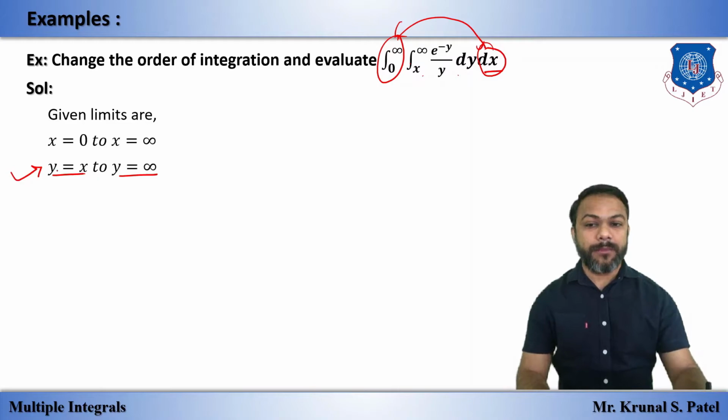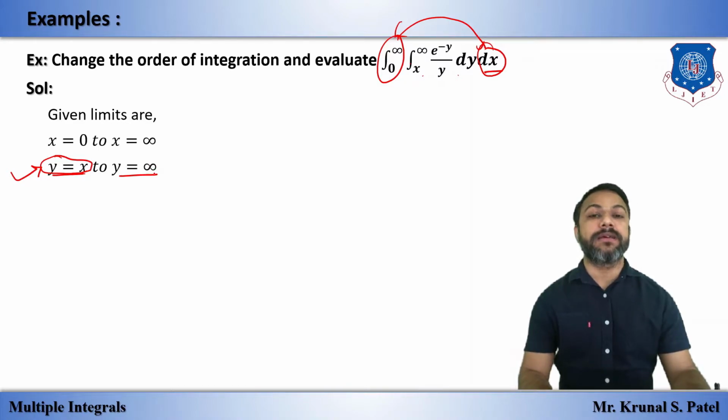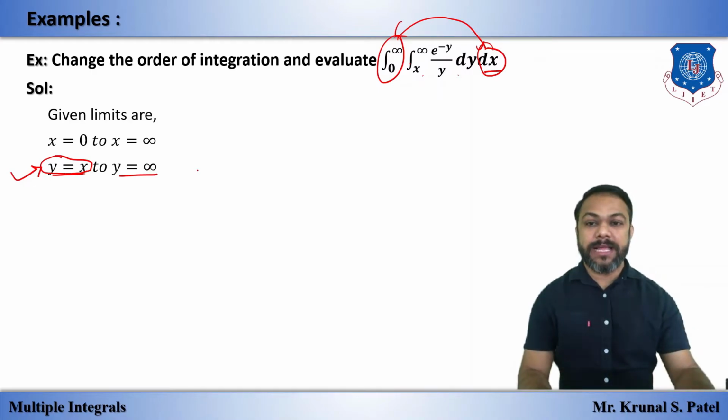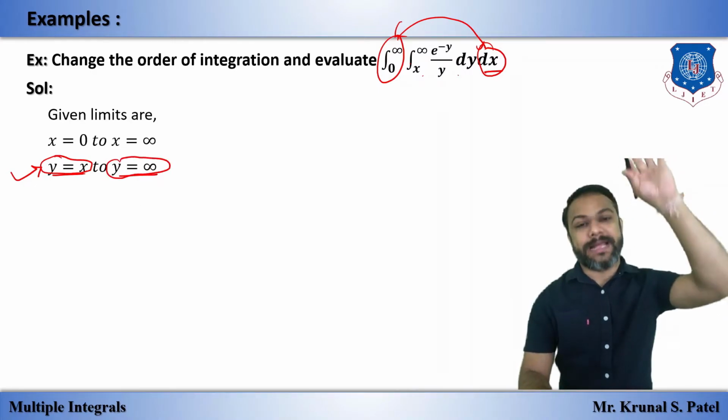By using this inside limit, y equal to x is a line passing through the origin making a 45 degree angle with the x-axis, and y equal to infinity is also a line, but at infinity.